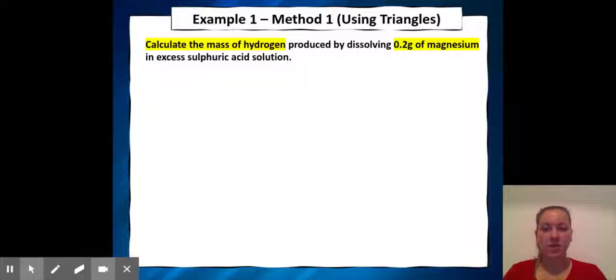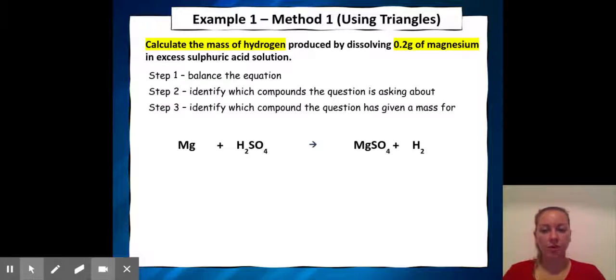So the question says, calculate the mass of hydrogen produced by dissolving 0.2 grams of magnesium in excess sulfuric acid solution. So, first of all, we need to balance the equation. 2, identify which compounds the question is asking about. That's why we have highlighted some parts. And 3, identify which compound the question has given a mass for. So balancing the equation is extremely important because if we don't balance the equation correctly, then we're going to get the next part of the question wrong. So make sure that you are using your balancing skills and balancing the equations accurately.